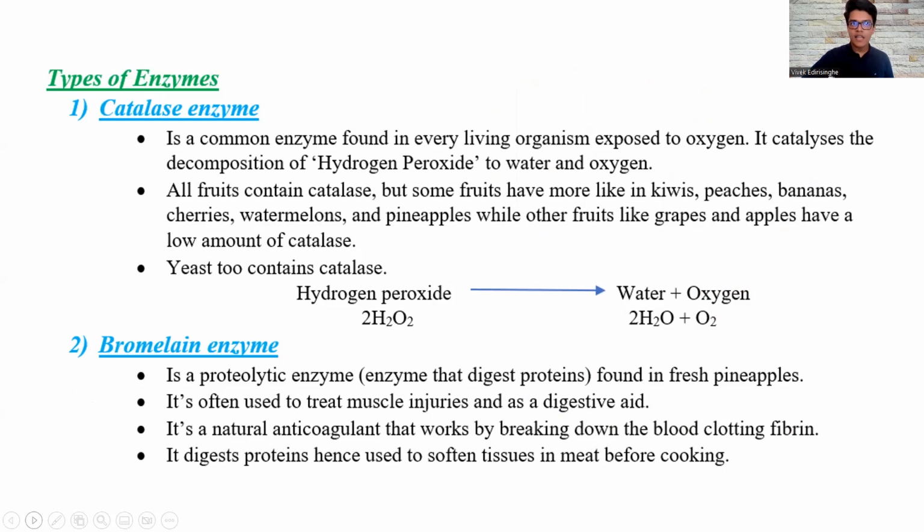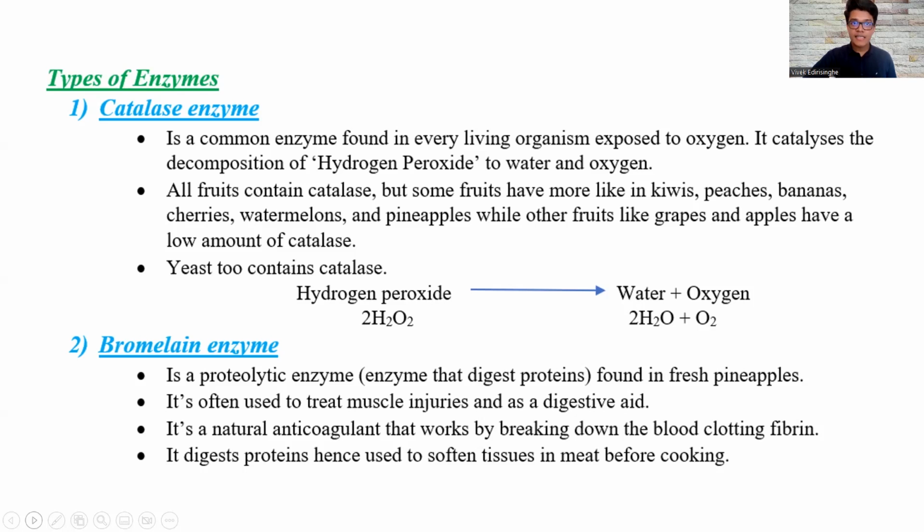Finally, I will be explaining to you guys about 4 examples of enzymes. Firstly, catalase enzyme, which is a common enzyme found in every living organism exposed to oxygen. The purpose of this enzyme is to catalyze the decomposition of hydrogen peroxide into water and oxygen. All fruits contain catalase enzyme, but some fruits have more. For instance, kiwis, peaches, bananas, cherries, watermelons, and pineapples have more, whereas other fruits like grapes and apples have low amounts of catalase. Remember that the yeast fungus too has this catalase enzyme.